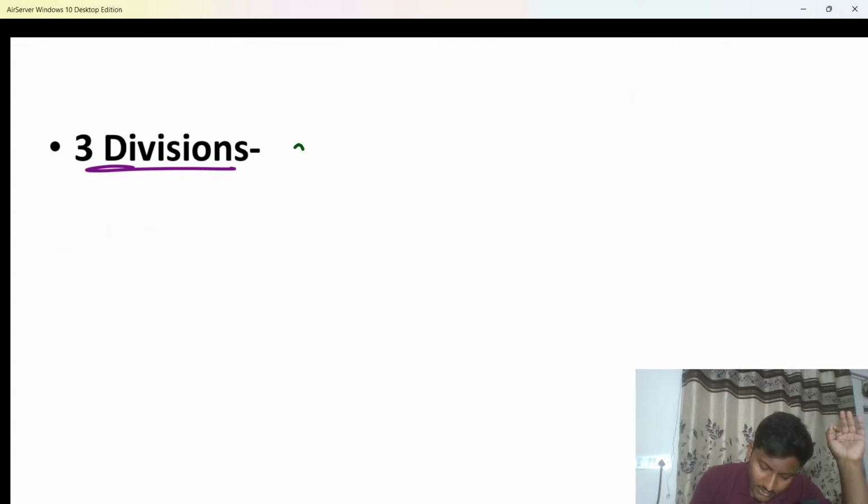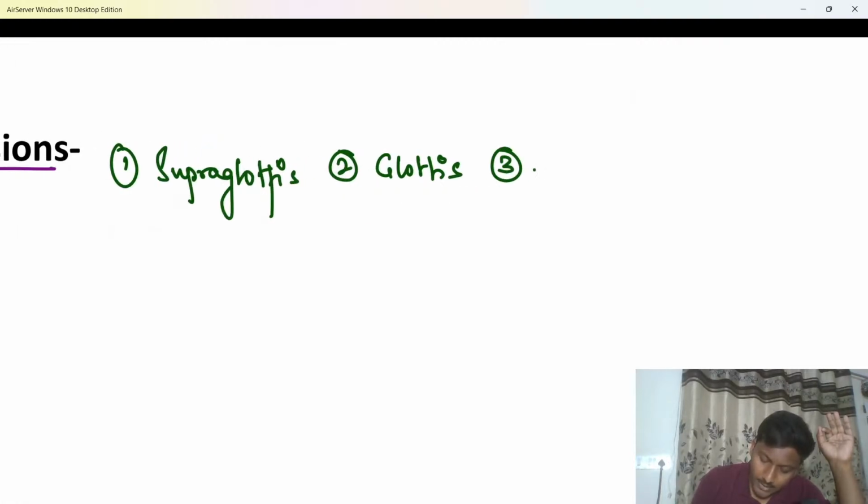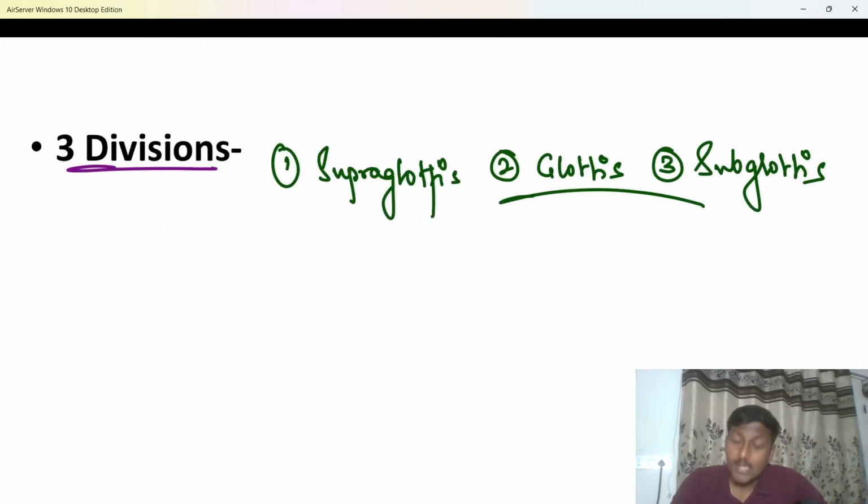So the three divisions: the first one being supraglottis, the second one being glottis, that is your true vocal cords, and the third one being subglottis. Okay? These are the three parts or the three divisions of your larynx. Okay? Remember this.